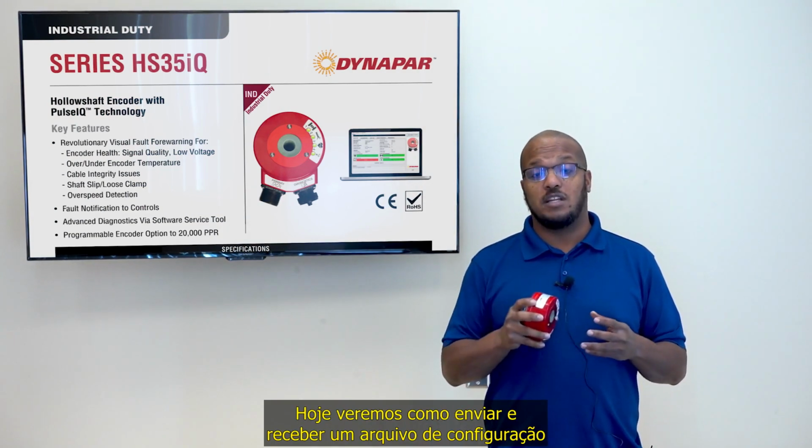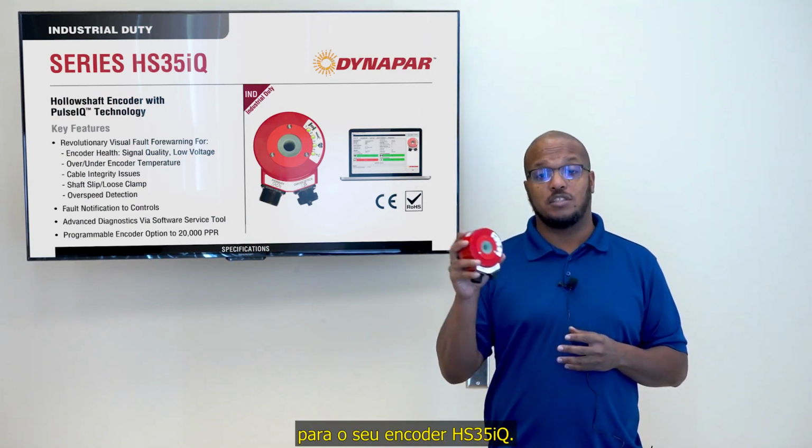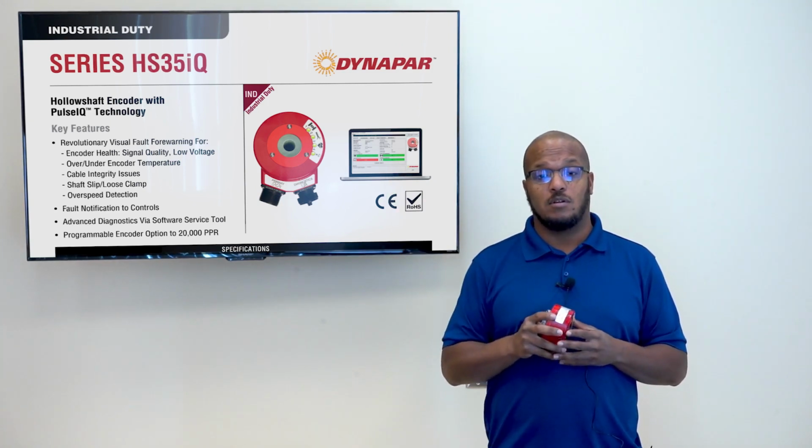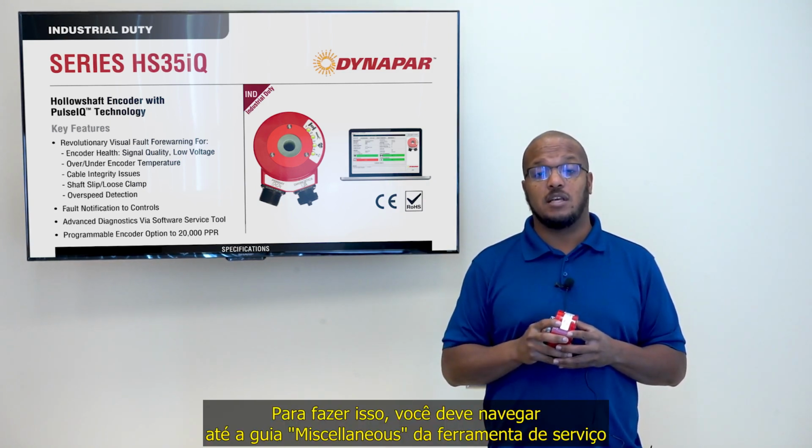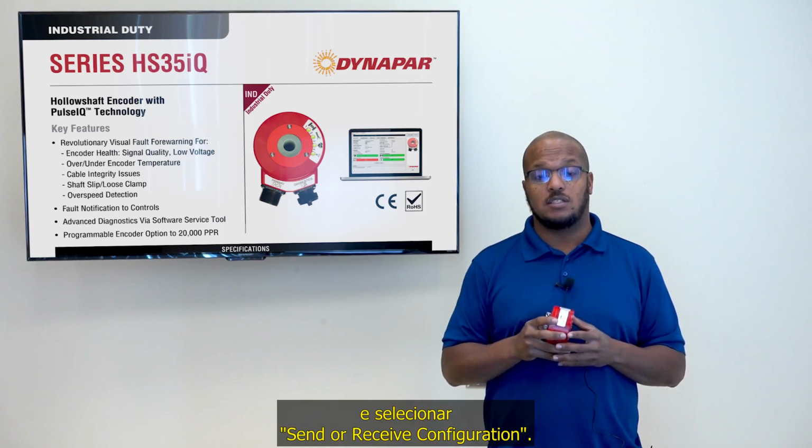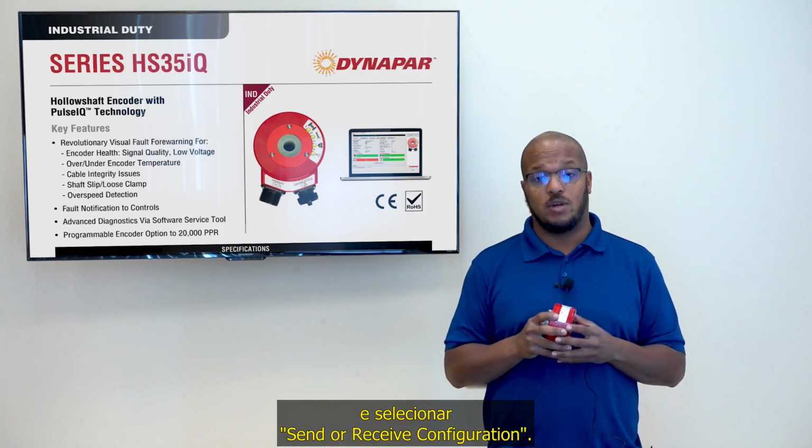Today we're going to go over sending and receiving a configuration file to your HS35iQ encoder. To do that, you must navigate to the Miscellaneous tab of the service tool and select Send or Receive Configuration.